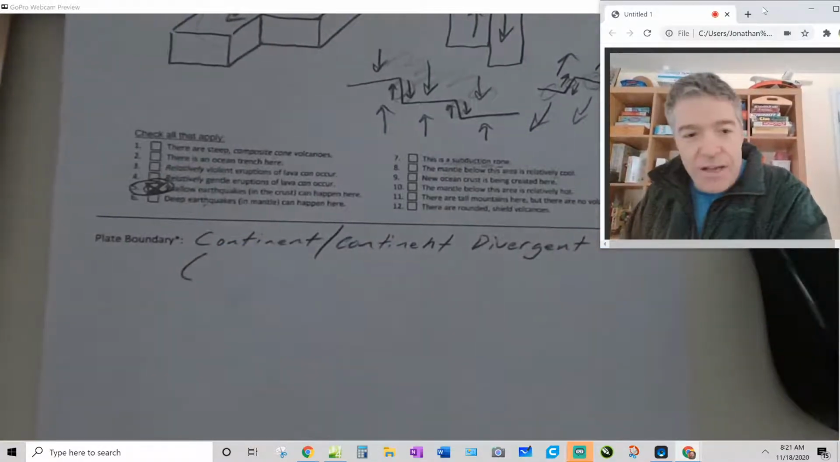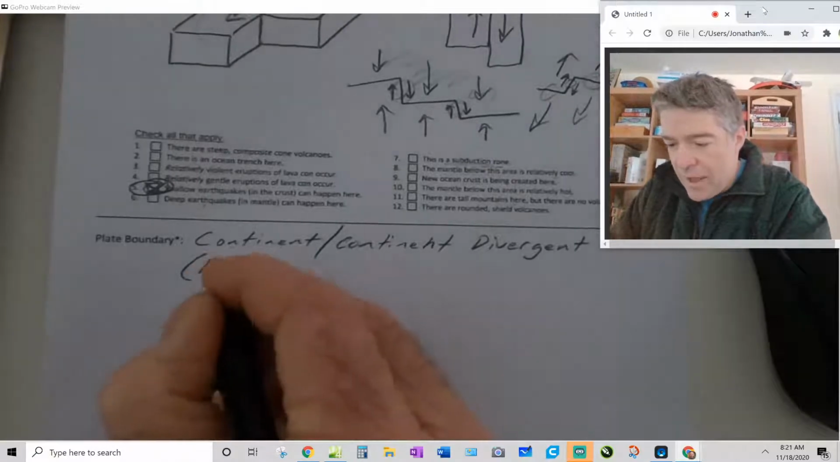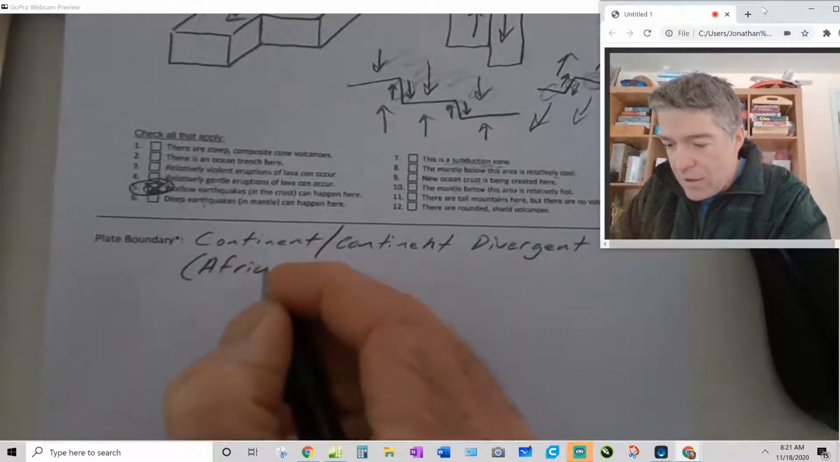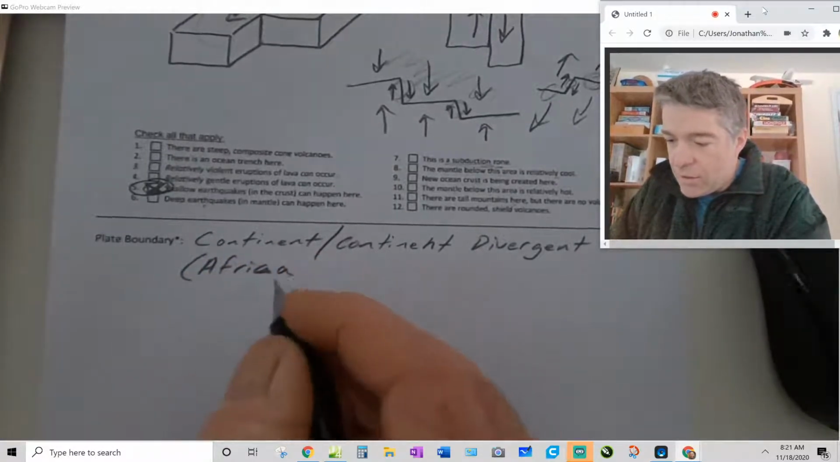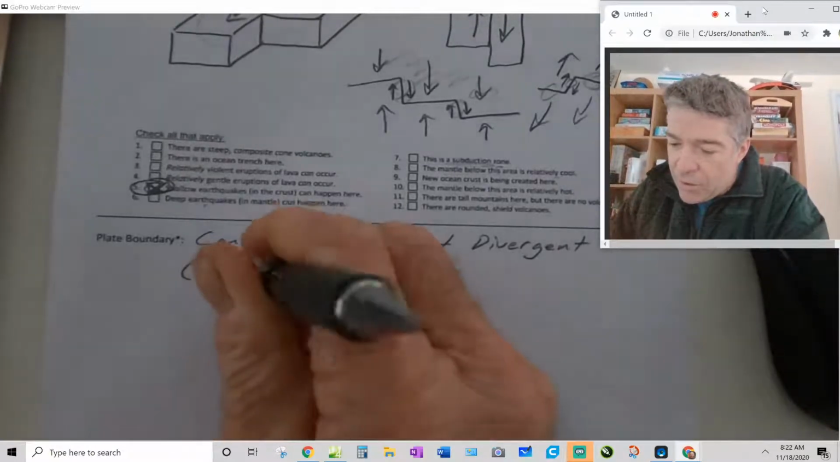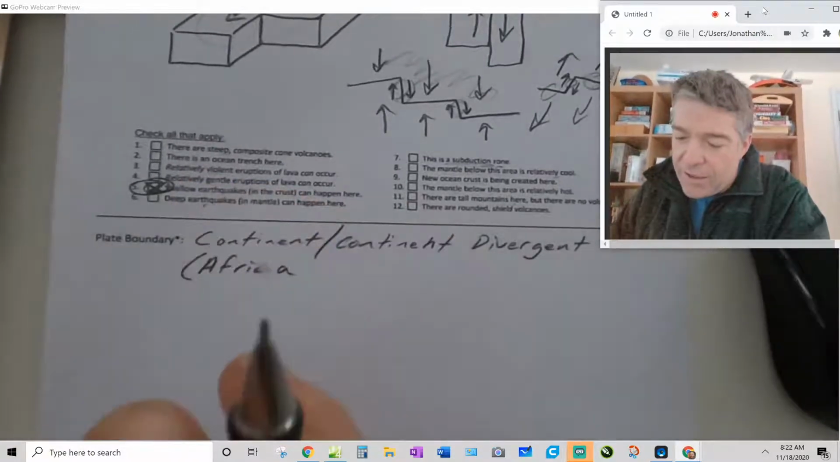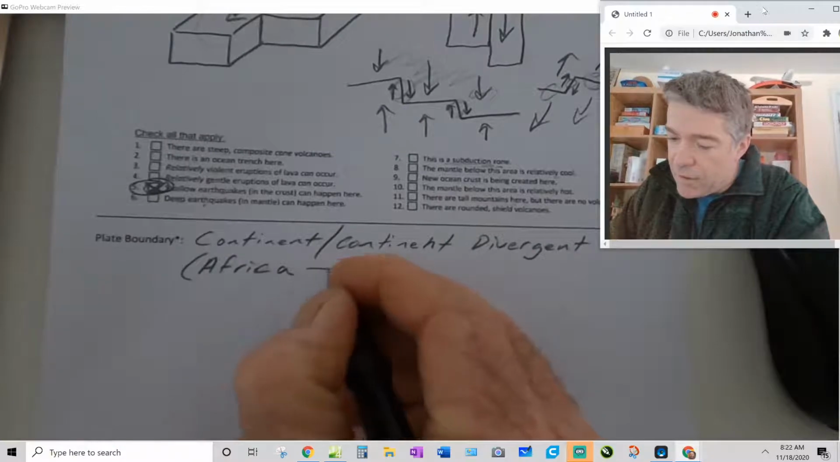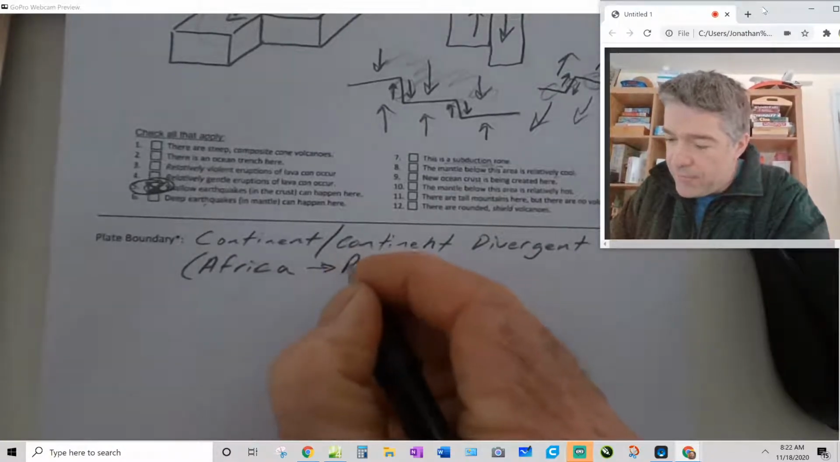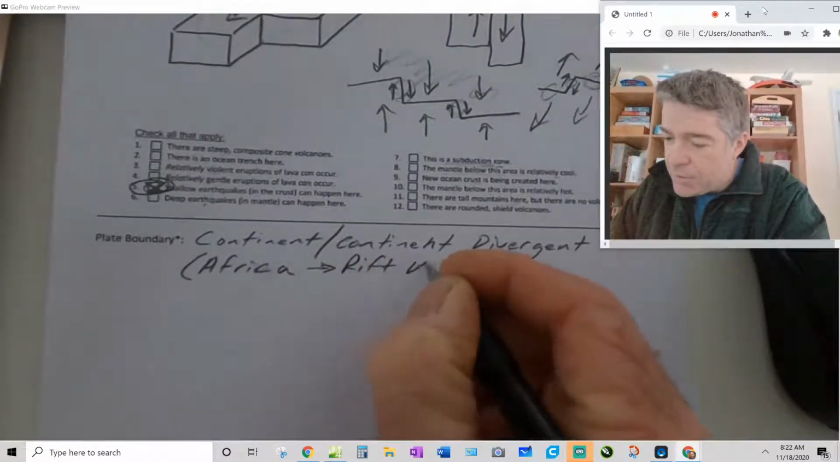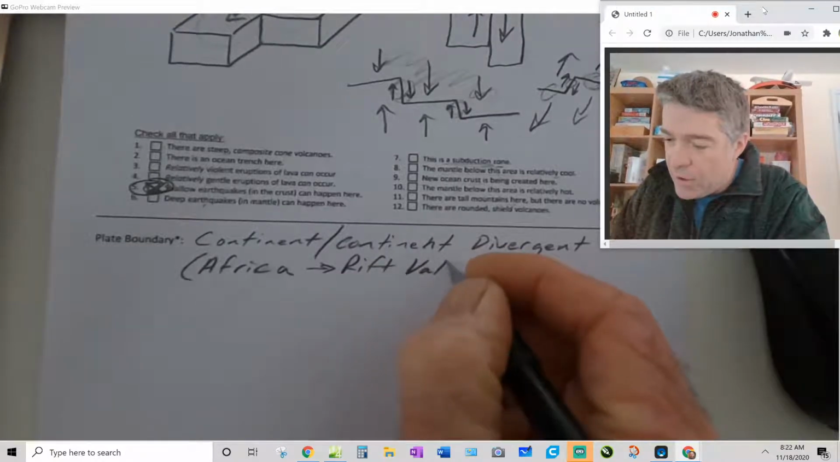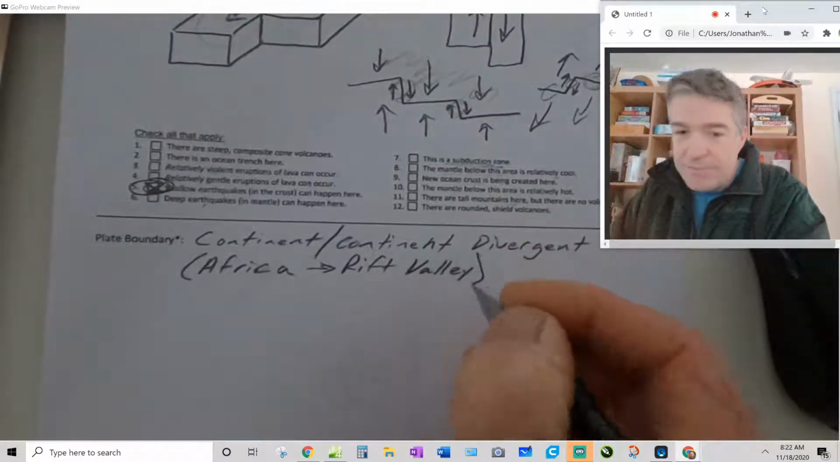And there are a lot of different names for this. It happens in Africa, and you can call this the Rift Valley or the East African Highlands. I'm going to call it the Rift Valley. This is a famous place for people to go and find fossils of early human ancestors.